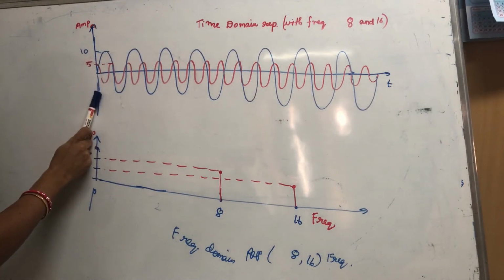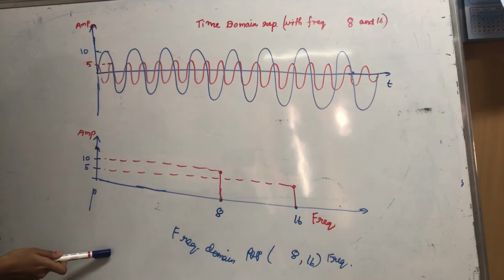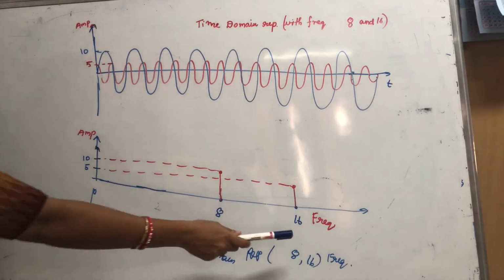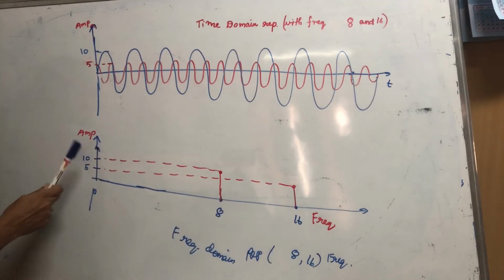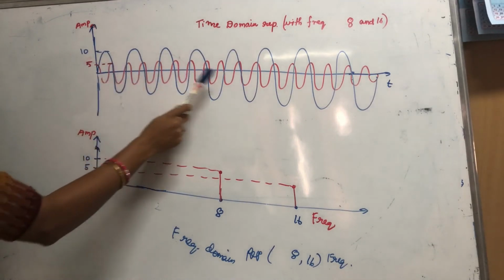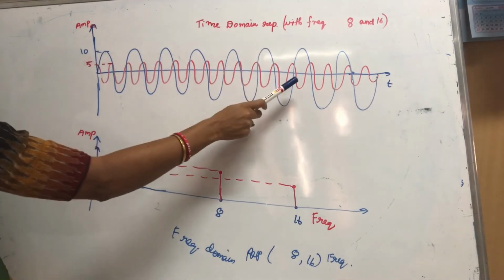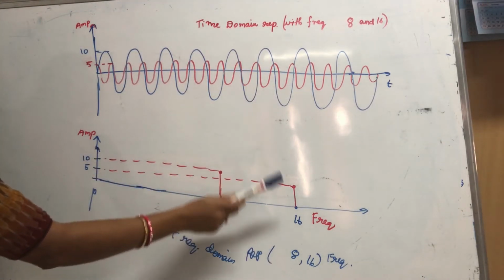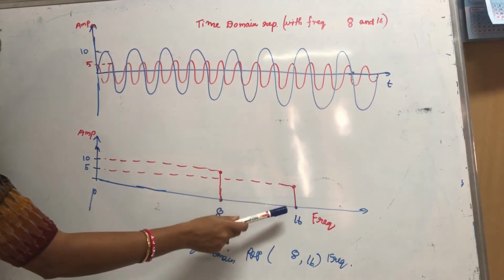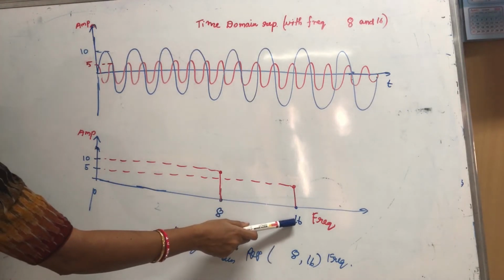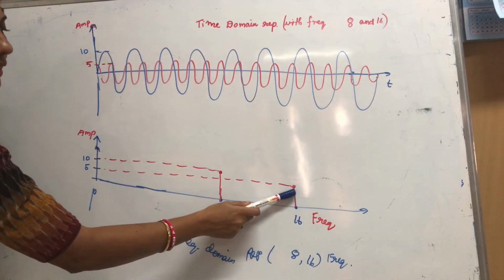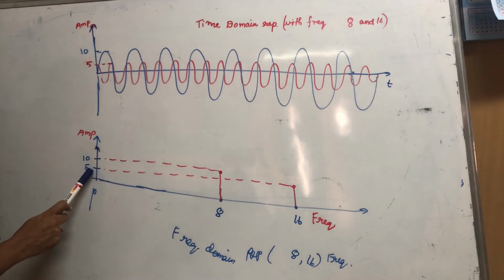The same two waves can also be represented in frequency domain representation. Here we take frequency on the x-axis and amplitude on the y-axis. The red curve has a total number of small sine waves of 16, so the frequency will be 16. In frequency domain representation we represent it by a small spike. At the number 16, we draw one small spike, and it has an amplitude of 5.